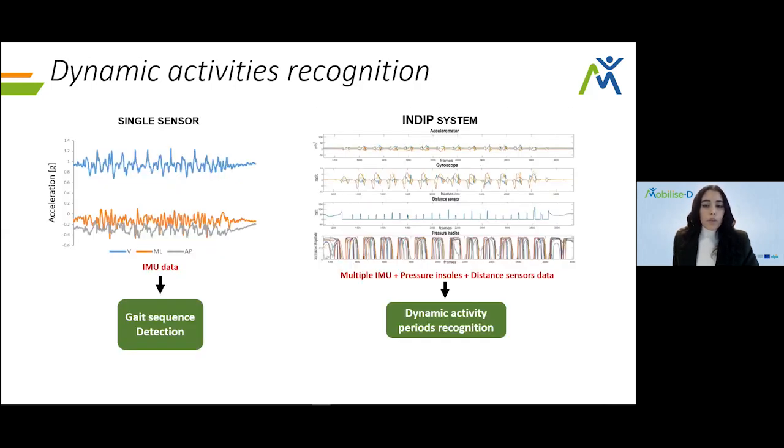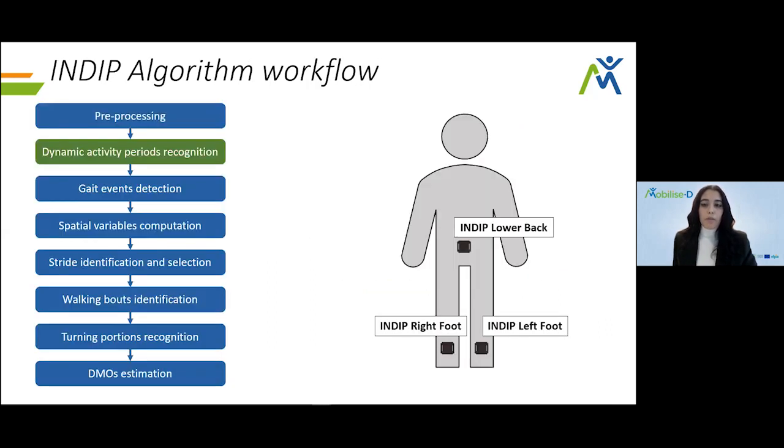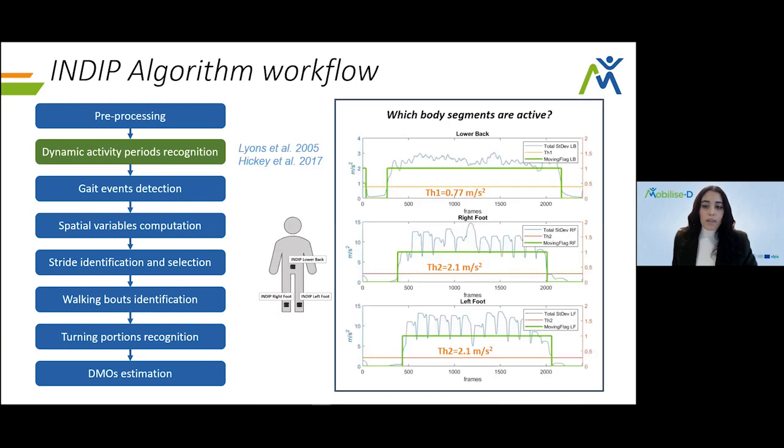The same occurs for the gait sequence detection, where the aim is to keep only the signal portions in which the subject is probably walking, and in case of HINDIP system is called dynamic activities recognition. The HINDIP algorithm for this phase is based on lower back and feet inertial sensors. So it takes the assumption that both lower back inertial sensor and at least one of the feet inertial sensors should be active in case of gait.